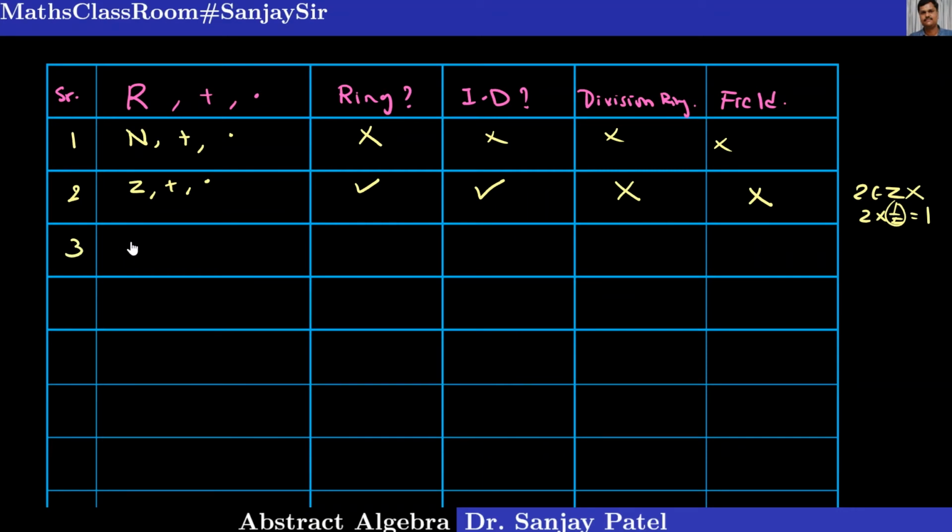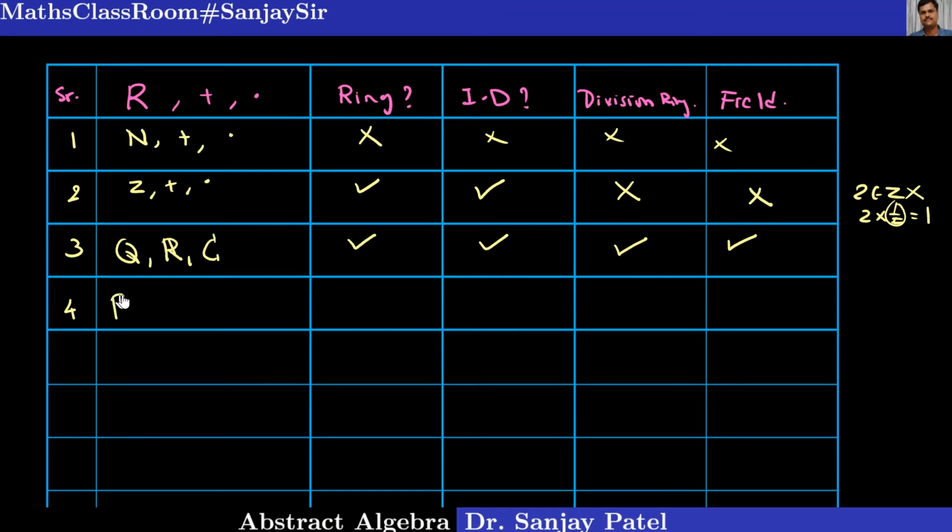The third example is, say, Q, R and C. All these fall in the same category and have the same answer. It is a ring, and it is an integral domain because the product of two non-zero real numbers or the product of two non-zero complex numbers is always non-zero. It is a commutative ring with unity, and every non-zero complex number or every non-zero real number has a multiplicative inverse. So it is a division ring also, and it is also a field.